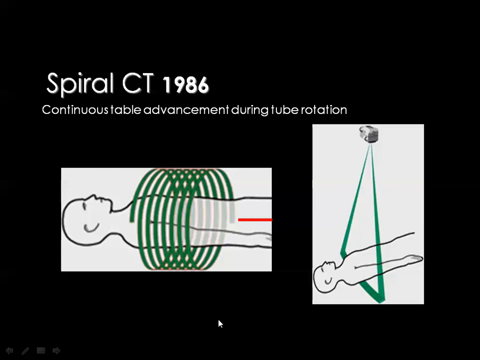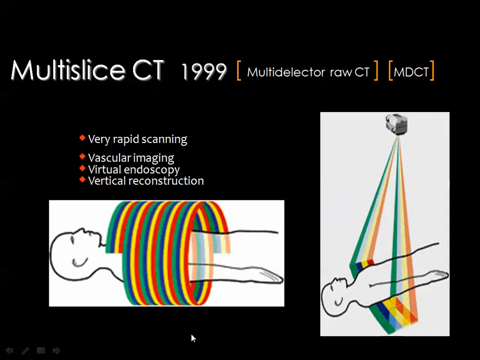But what happens if you put in front of the X-ray tube more than one detector? And this is the new machine which is known as the multi-slice or the multi-detector CT. If you put 4 detectors in front of the X-ray tube, then you get 4 sections per tube rotation, and you can reduce the scanning time to a quarter of the time of the spiral CT by using 4 detectors.